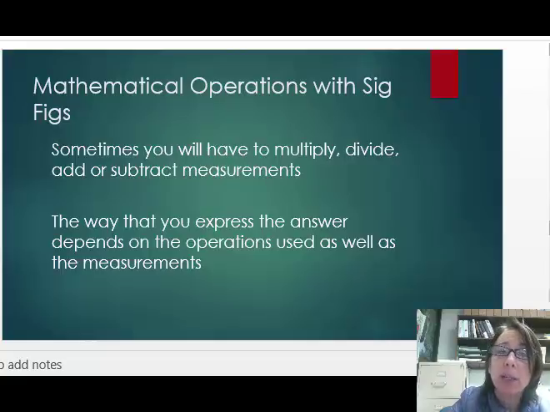Chemists often have to mathematically manipulate measurements. There are rules which determine how we express the answer so that it accurately reflects the limitation of the measuring devices used. The rule you apply depends on the operation. Addition and subtraction of measurements follow a different rule than multiplication and division of measurements.